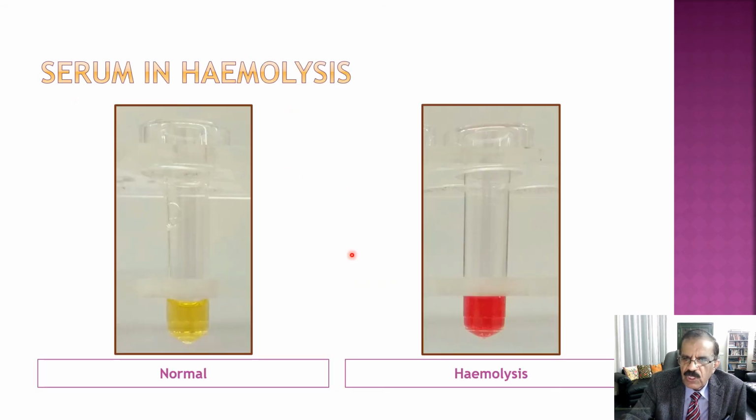Serum in hemolysis: in a normal person, if you isolate serum from the RBCs, it should look like this, amber or yellow color. But in cases of hemolysis, whatever the cause, the serum would be red. This is not blood actually. RBCs have been removed, but these are the hemolyzed cells present in the form of free hemoglobin.